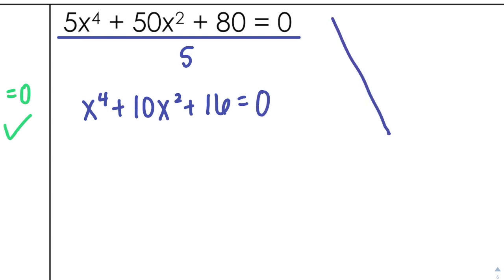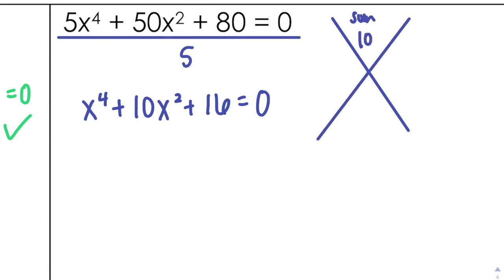Trinomial, so set up your x. So the sum is 10, the product is 16. If it's a trinomial, you're going to have to make the x so you can group it up. If there's 4 terms, you can just group it as is. If there's 2 terms, it's a special one. So just make sure you keep those separated.